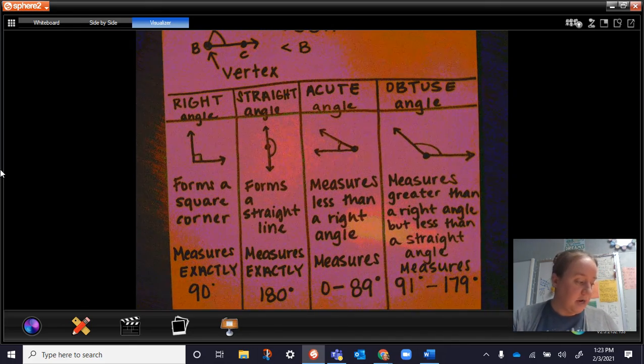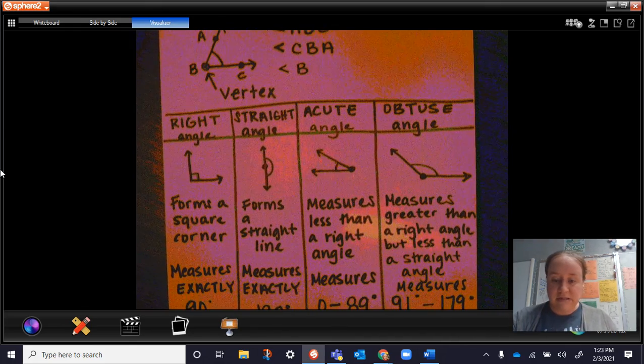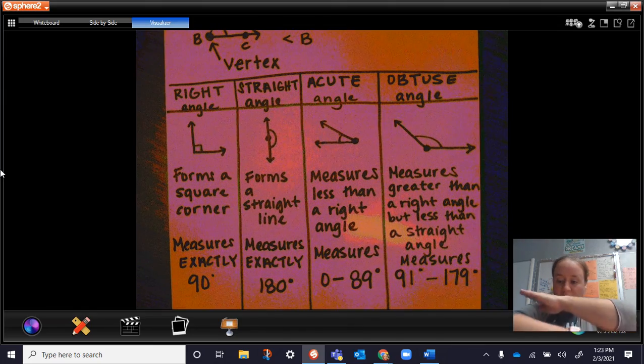So practice, practice, practice. We did some practice in class today where we would take our arms, and we would say, okay, if we're all the way closed, that's at 0 degrees. When we start opening, we're getting bigger. So around here's an acute angle. When we go all the way straight up, that's a 90 degree angle. When we go past and we get bigger, that's our obtuse angles.